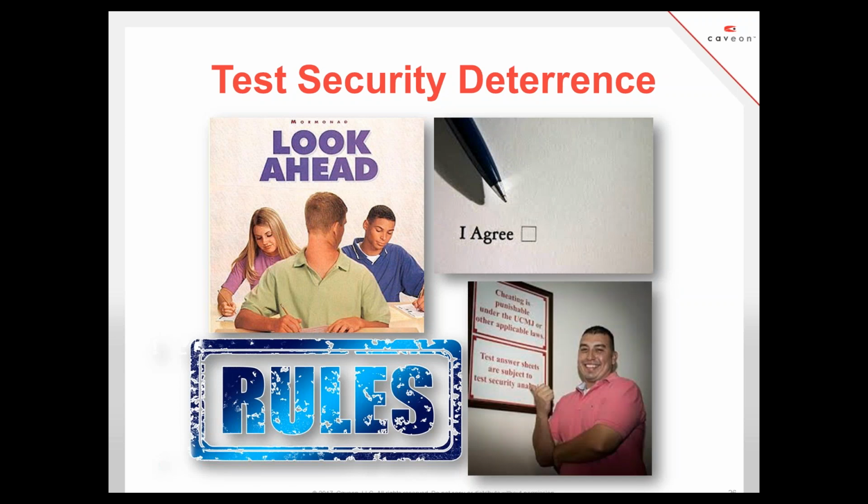Again, the rules, post the rules. Here's one. Let's see if I'm going to read it. Cheating is punishable under the, I think it's military and other applicable laws. Test answer sheets are subject to test security analysis. So it tells you the rules. No, sorry. It just tells you the punishment and what might happen in terms of analysis. So those are two very, very good communications as well.